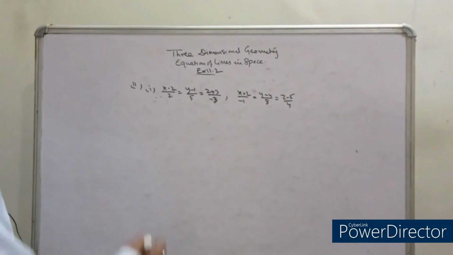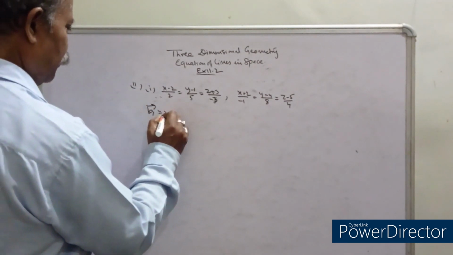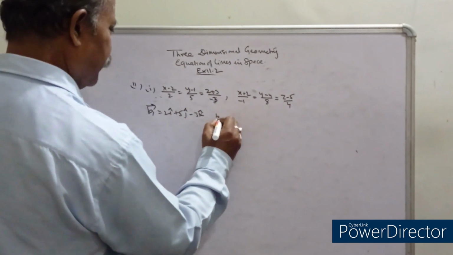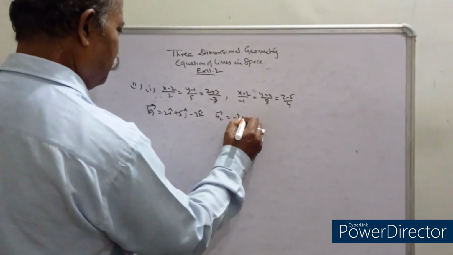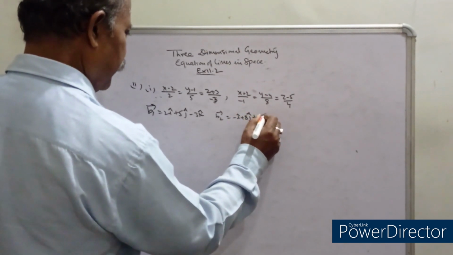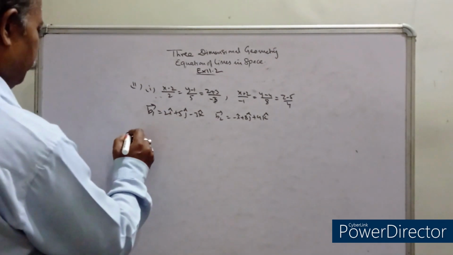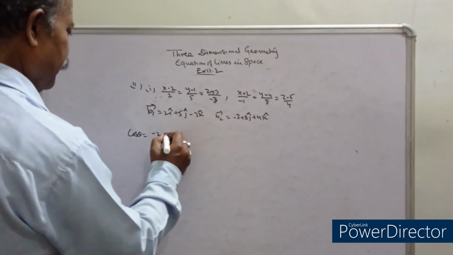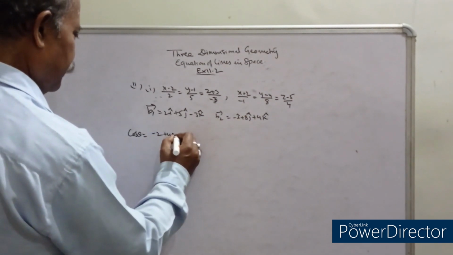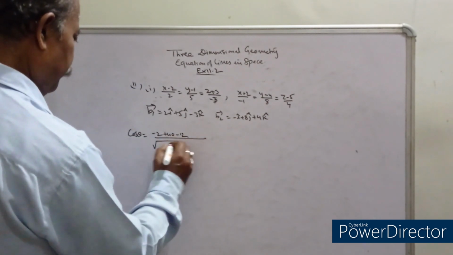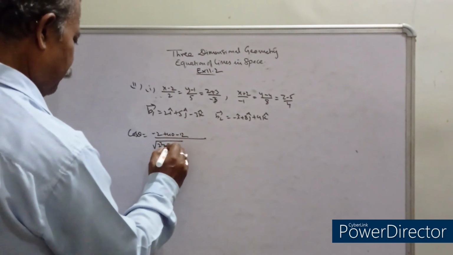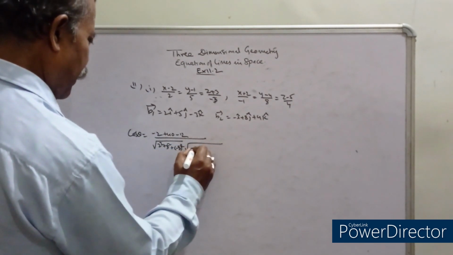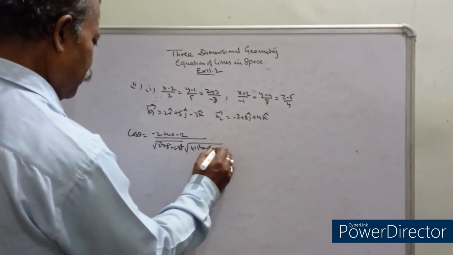So here it is clear that your b1 vector is equal to 2i cap plus 5j cap minus 3k cap, and your b2 vector is equal to minus i cap plus 8j cap plus 4k cap. So here cos theta will be b1 dot b2, that is minus 2, plus 40, and minus 12, divided by root over 2 square plus 5 square plus minus 3 the whole square, root over minus 1 the whole square plus 8 square plus 4 square.